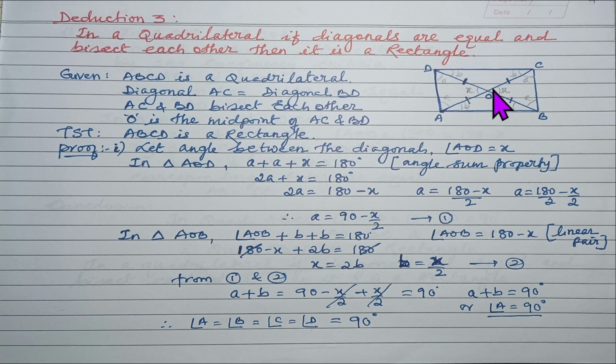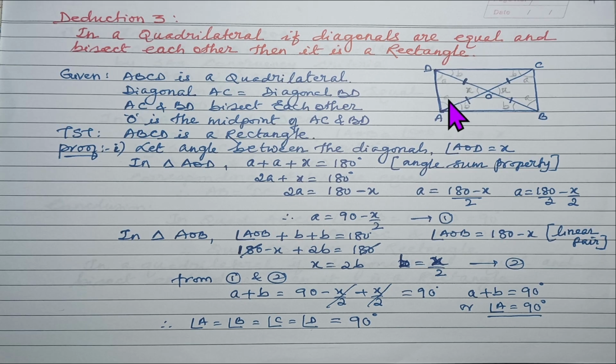Therefore in triangle AOB, angle AOB plus 2B is equal to 180 degrees, but we know that angle AOB is equal to 180 minus x. So substituting there, we get 180 minus x plus 2B is equal to 180. 180 cancels here, so x is equal to 2B, or B is equal to x upon 2. So we have got the angle B as x upon 2.